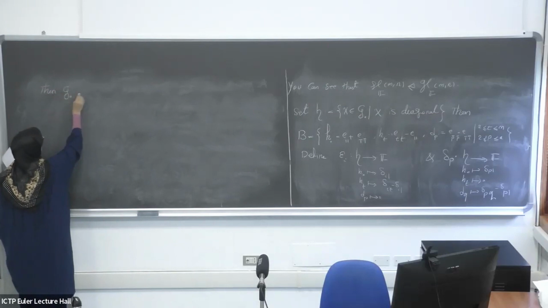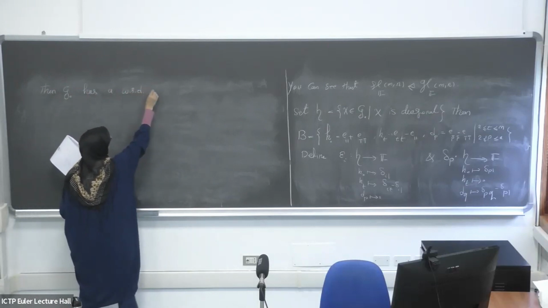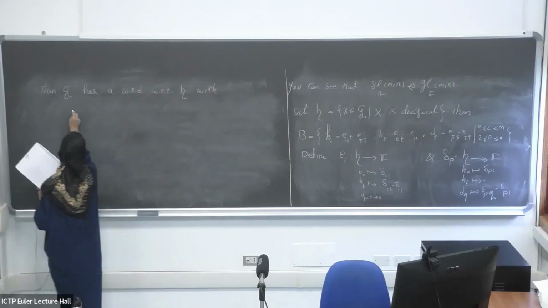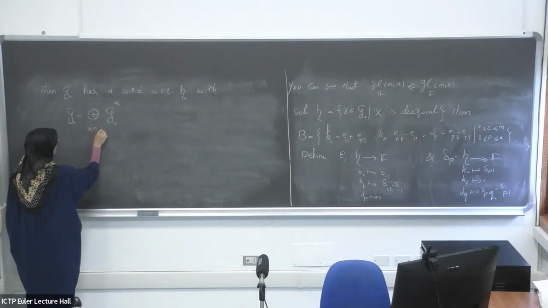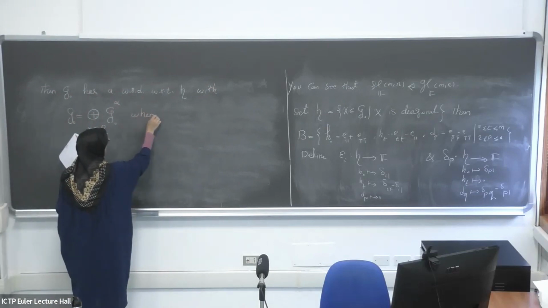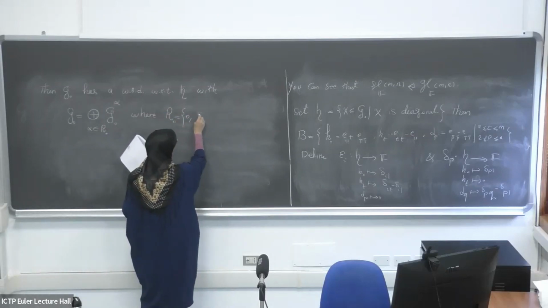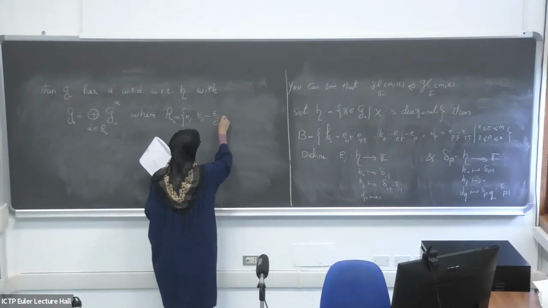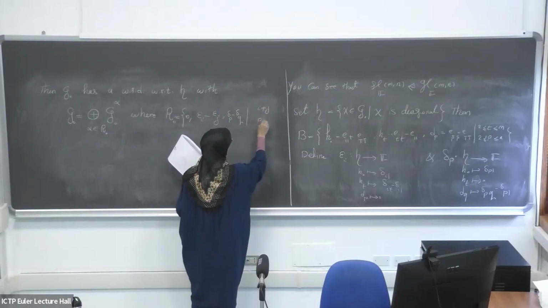then G0 has a weight space decomposition with respect to H. G0 is the direct sum of G0 alpha, where alpha belongs to R0, where R0 is 0, epsilon_i minus epsilon_j when i is not j, and delta_p minus delta_q when p is not q.